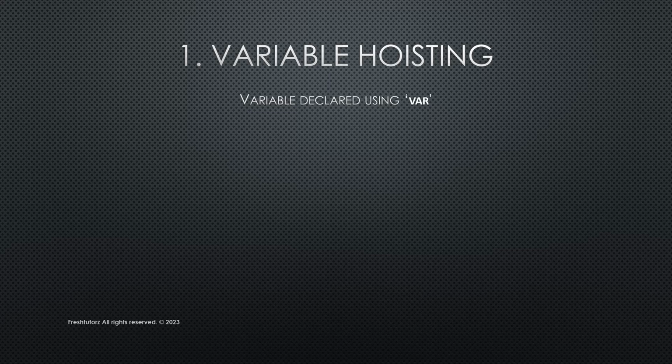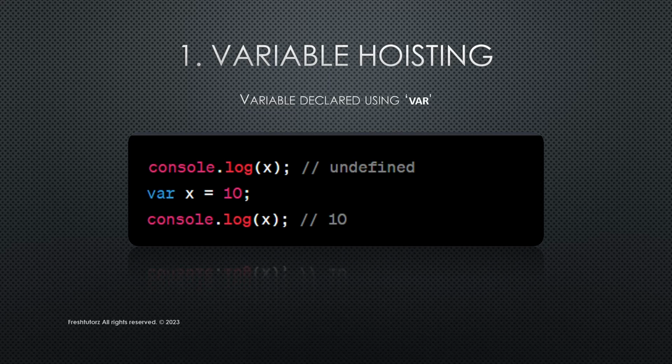So this is an example. Let's see. The first line, console log of x. X is a variable which is declared in the second line using the var keyword, and it is assigned a value of 10. But in the first line we are calling console log of x. So in that case, normally what would happen? It should throw an error, right?